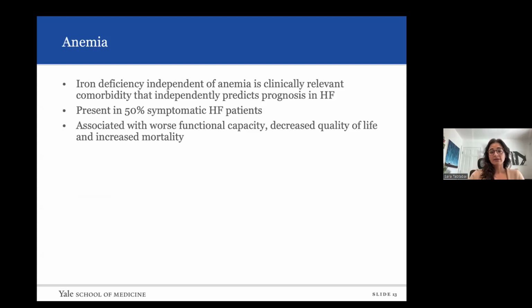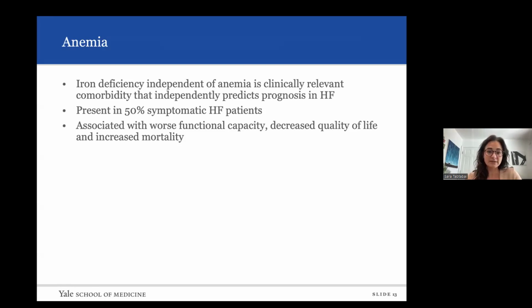So moving on to anemia, there's a lot of data here looking at iron deficiency anemia in heart failure. So I'm just going to give some of the highlights and then alert you towards a paper that I think is a lovely overview. When we're talking about anemia, specifically, a lot of the data is with iron deficiency in heart failure. So iron deficiency, independent of anemia or not, so regardless of what the hemoglobin or hematocrit is, is a clinically relevant comorbidity that independently predicts prognosis in heart failure. So iron deficiency is very important in heart failure patients.